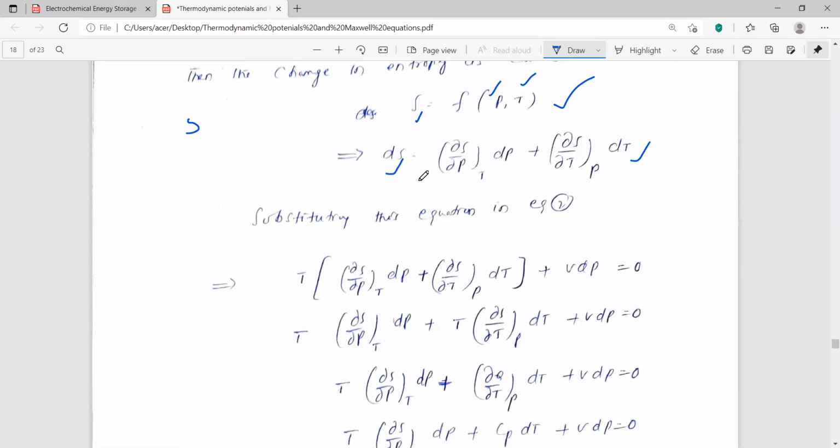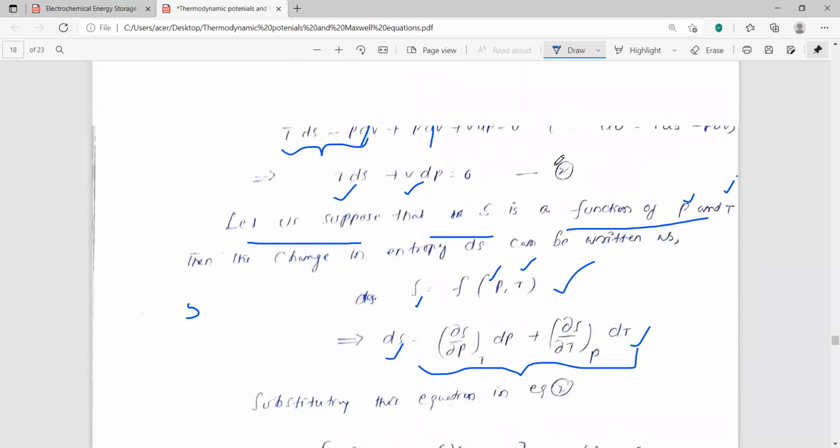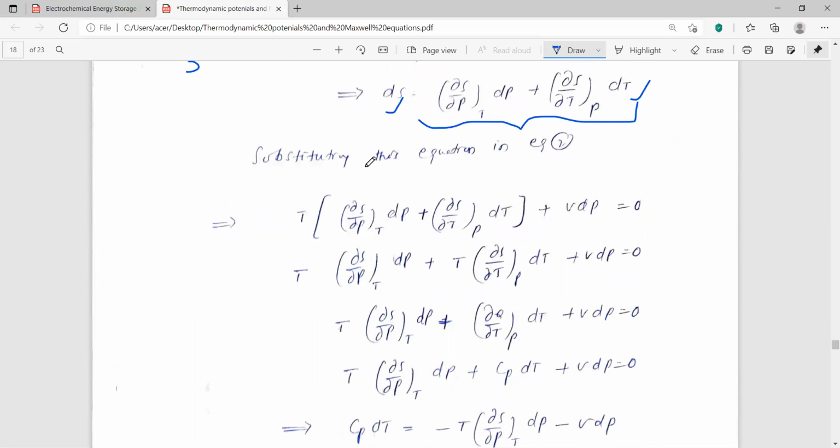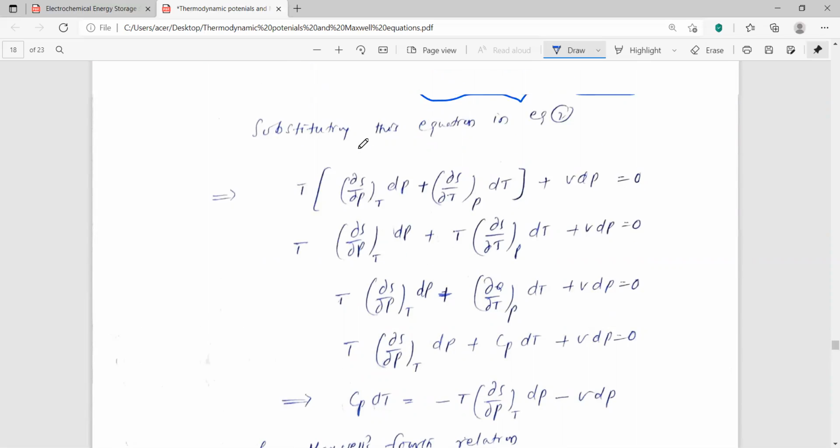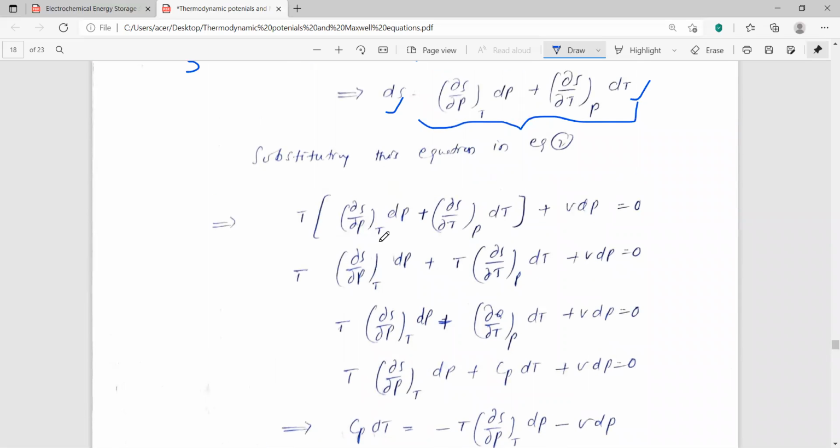Now you have to substitute this value in the above equation. What is the above equation? TdS plus VdP equal to 0. If you substitute this dS value in place of dS, you have to write it like this: T into dou S by dou P at T into dP plus dou S by dou T at P into dT.